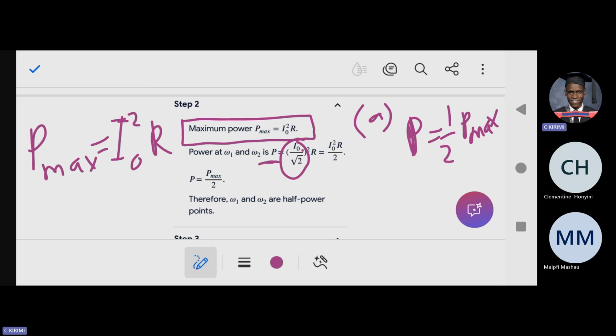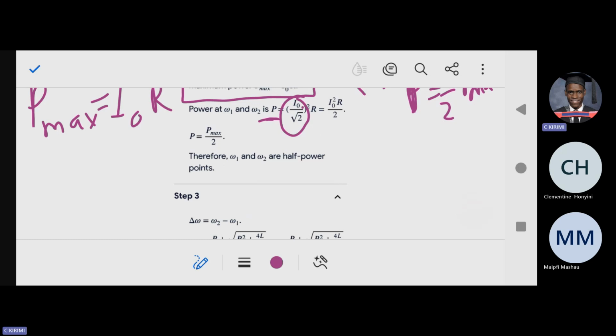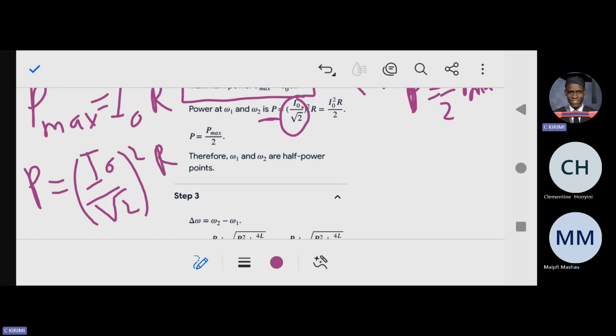Why is it P and not P max? The P there, why is it a P and not a P max? The P, the power, is equal to I naught over root of 2, bracket squared, multiplied by R.